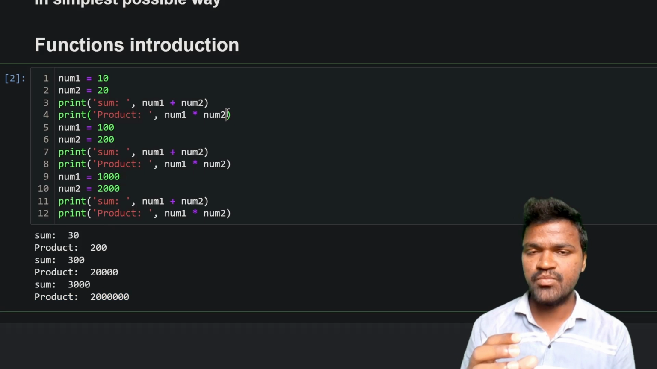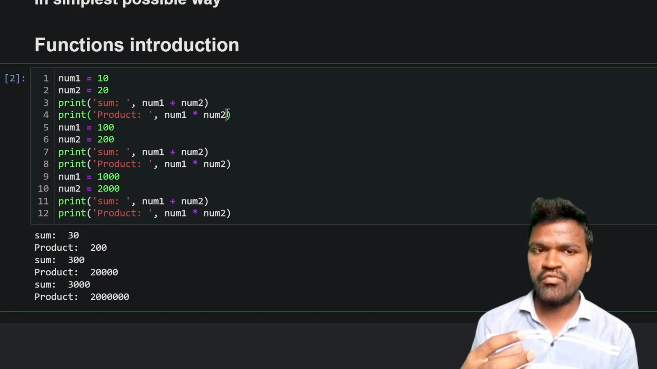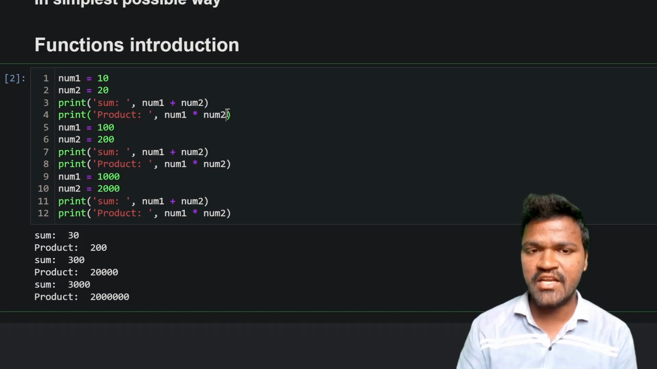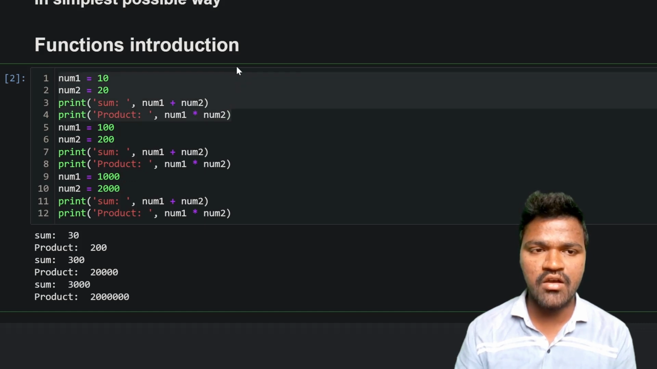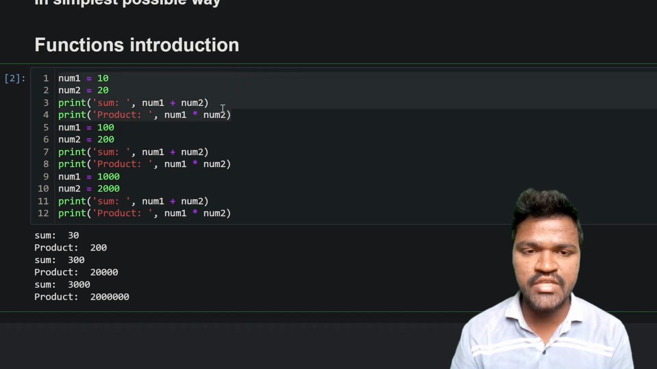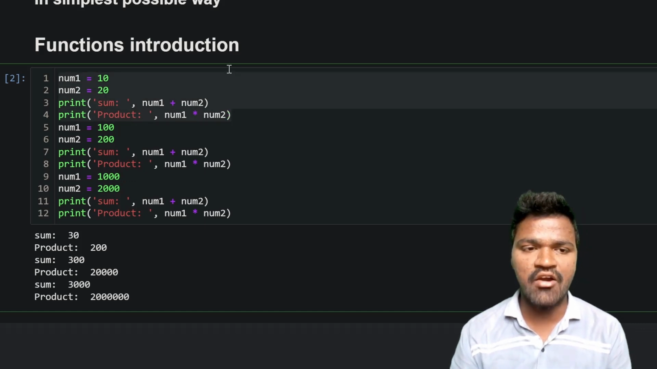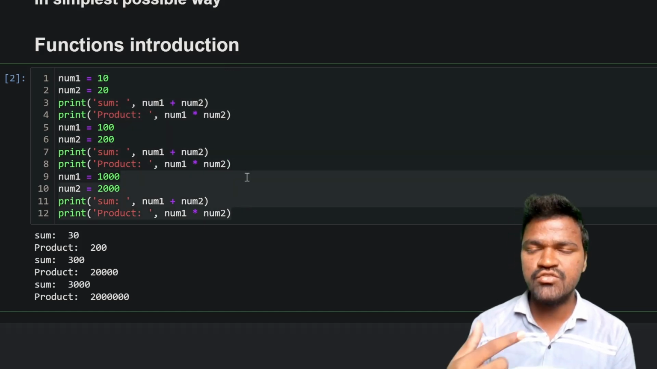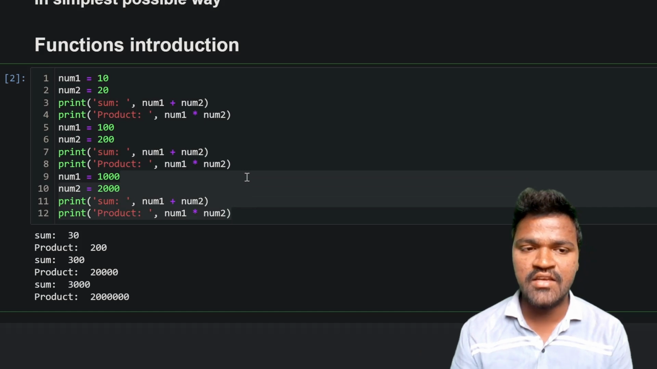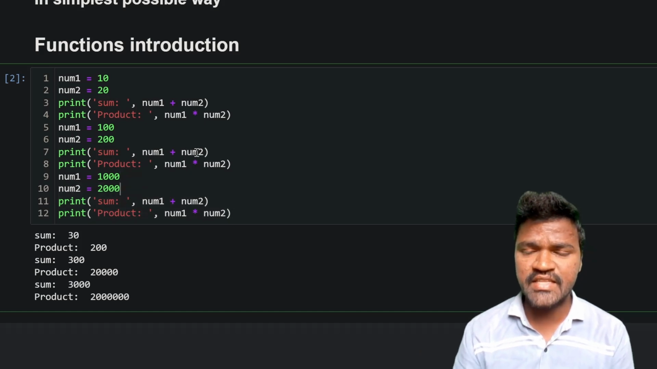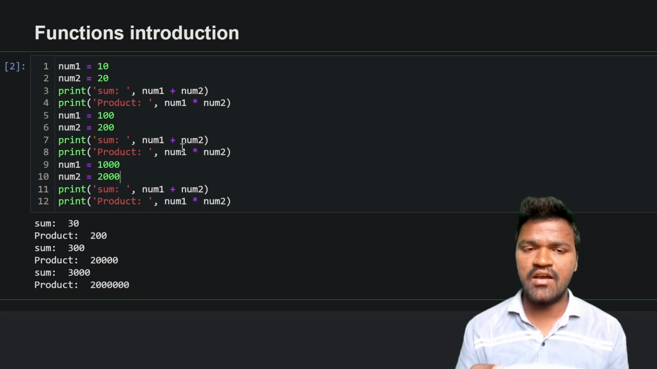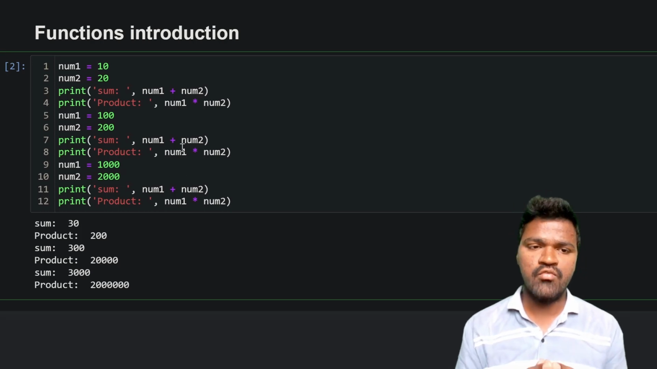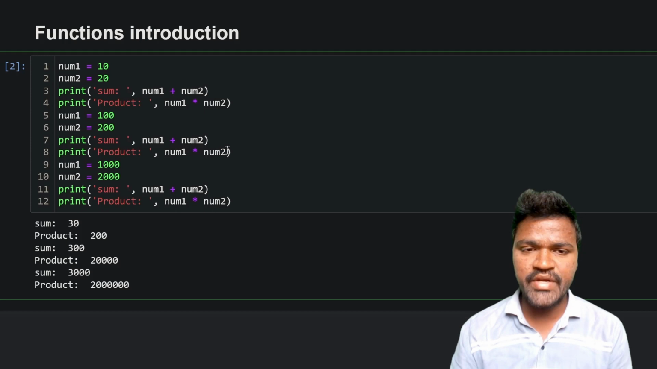So by looking at this program, what do you feel? We have repeated code, right? Here we have only these four unique lines. After that the remaining code is duplicated code, right? We are reusing the same code again and again. We are repeating the same code again and again, right? This is not so appreciated. Why is that? Because we are repeating the same code.